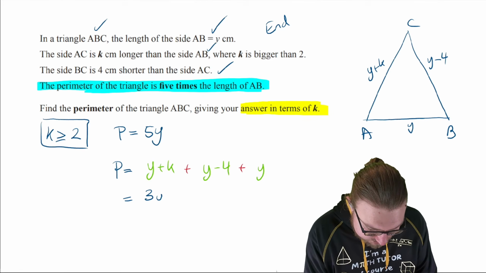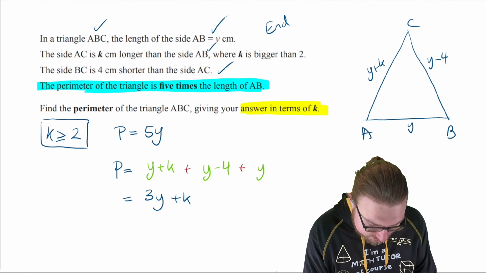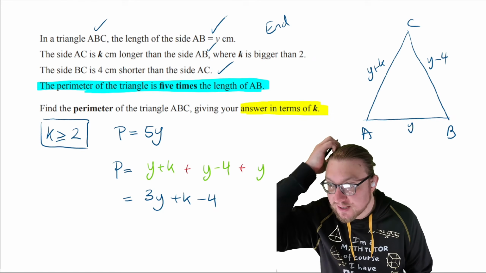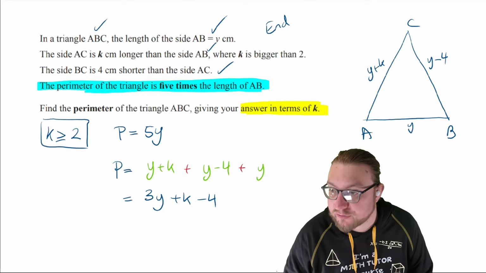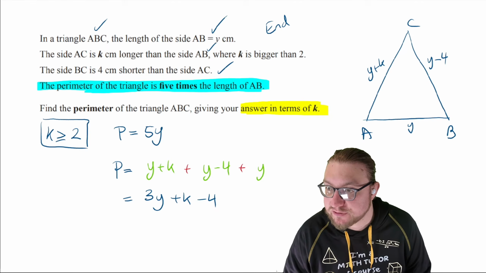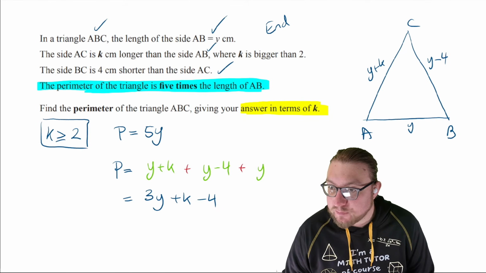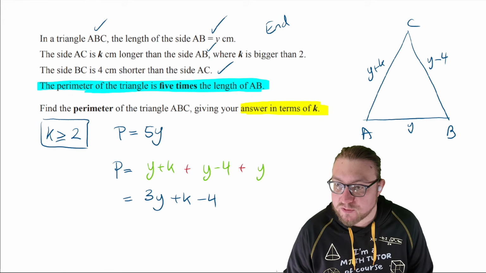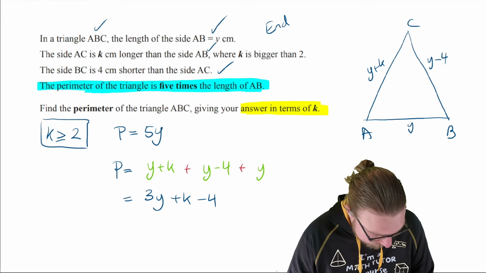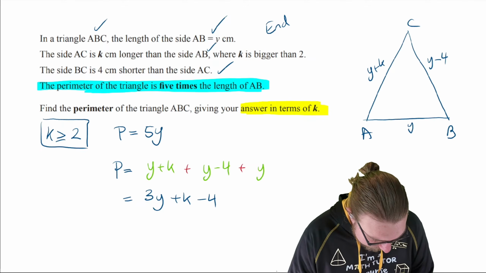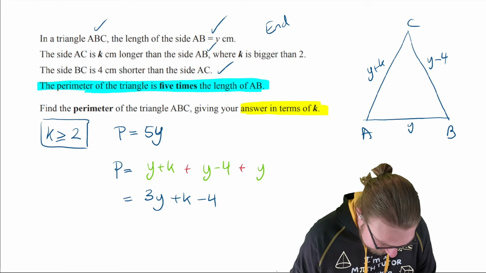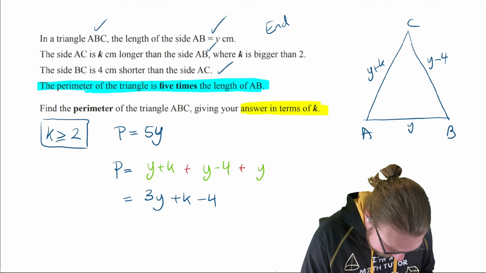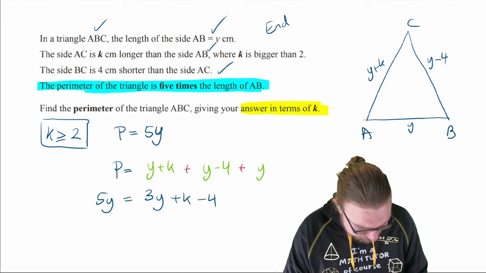Well, there's 3 y's, and we have k plus a k, and we have a minus 4. Okay, so this is everything that we've got for our perimeter from the question itself. It wants us to write this perimeter in terms of k. Well, how are we going to do that? We have an equation here. Does that even make sense? So we have perimeter is 5y. That's this part over here.